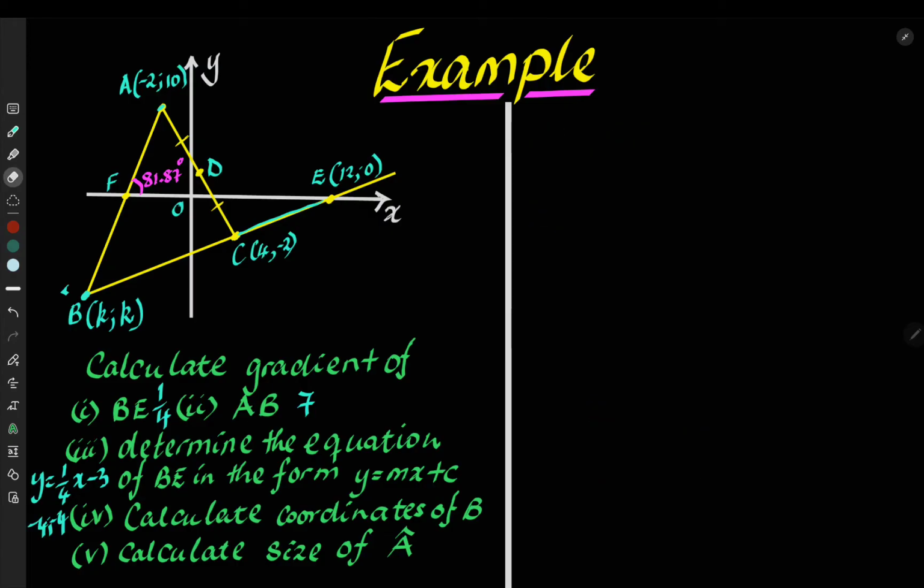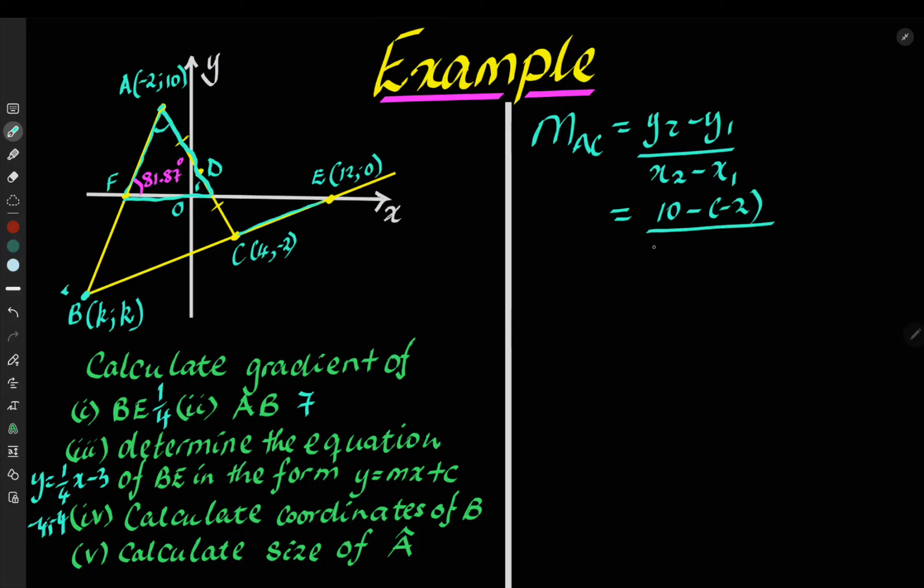Now, moving on to point number 5, we are asked to calculate the size of the angle A, that angle there. So here we are going to use this triangle to determine the size of A, because we already know the angle F, and we can calculate this angle using the inclination. So we need to find the gradient M, which will be the gradient of AC. That is y2 minus y1 divided by x2 minus x1, so 10 minus 2 divided by negative 2 minus 4. And this will give us negative 2.